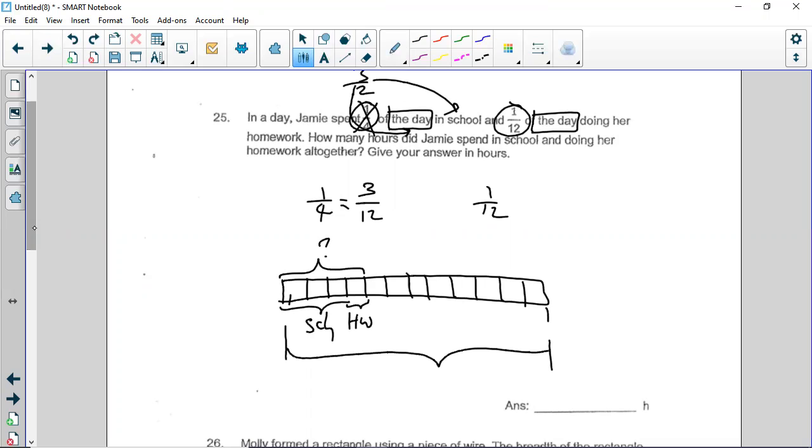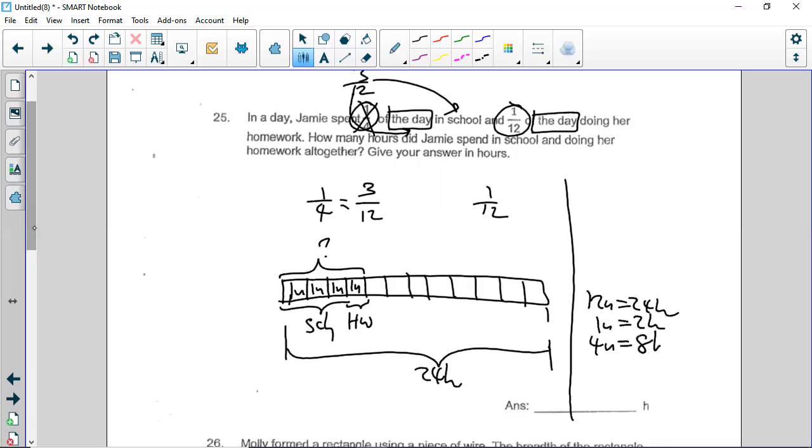So if 1 day is 24 hours, that will be 12 units. Okay, so your 12 units is 24 hours. Then your 1 unit must be 24 divided by 12. And there are 4 units spent in school and doing homework, okay? So that will be how many hours? That will be 4 times 2. So she must have spent 8 hours in school and doing homework, okay?